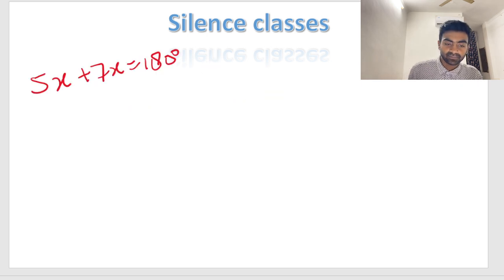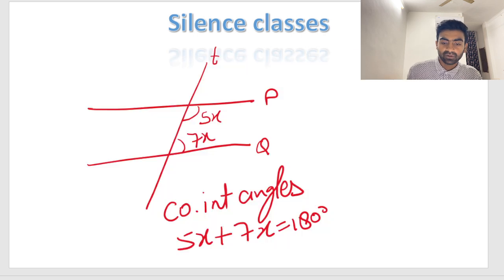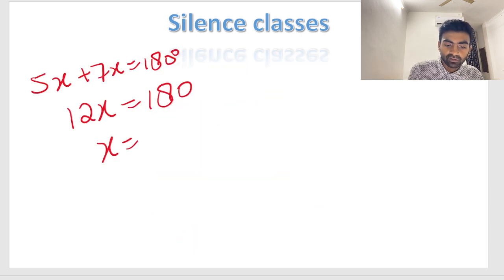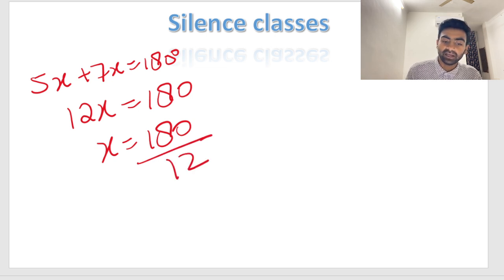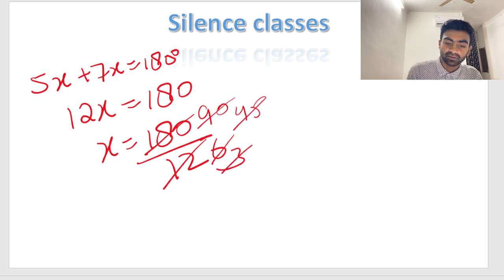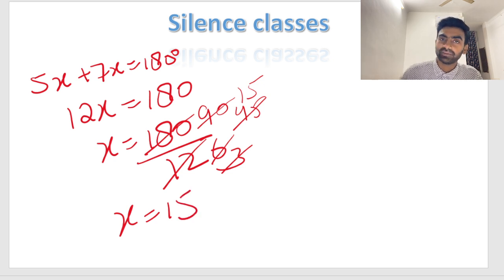So 7 plus 5 is 12x, which is equal to 180 degrees. So x is equal to 180 divided by 12. 180 divided by 12: 12 twos are 24, 12 threes are 36, 12 fives are 60, so x is equal to 15. We got the value of x.